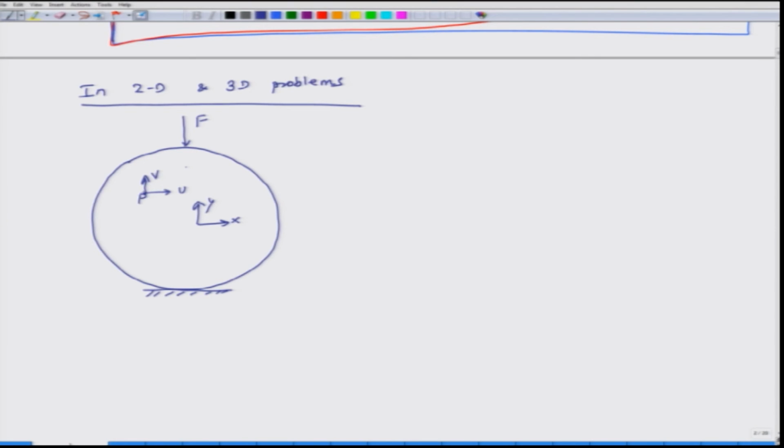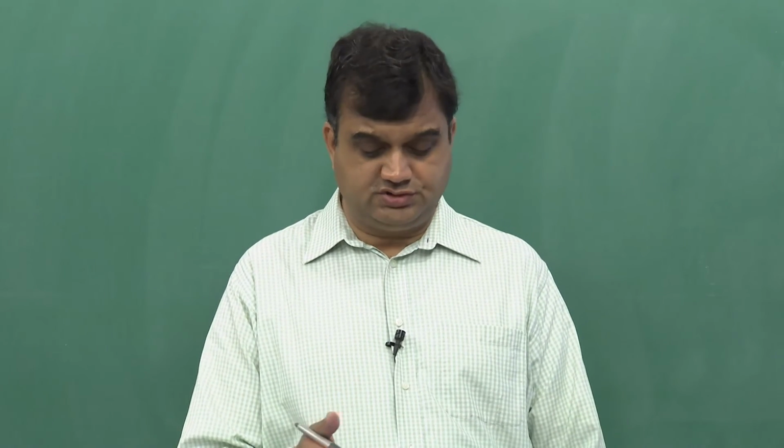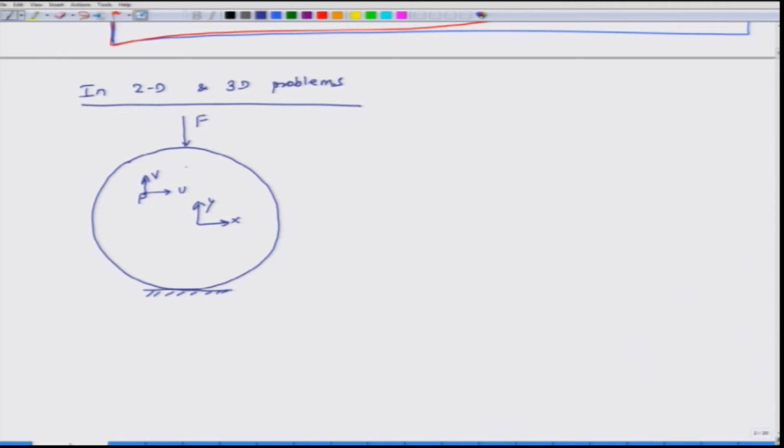So, at some arbitrary point p, I am interested in finding the displacement in x direction, which is u, and displacement in y direction, which is v. So, I can solve this using analytical approaches or by finite element method. But when I do finite element analysis, what is the first step?